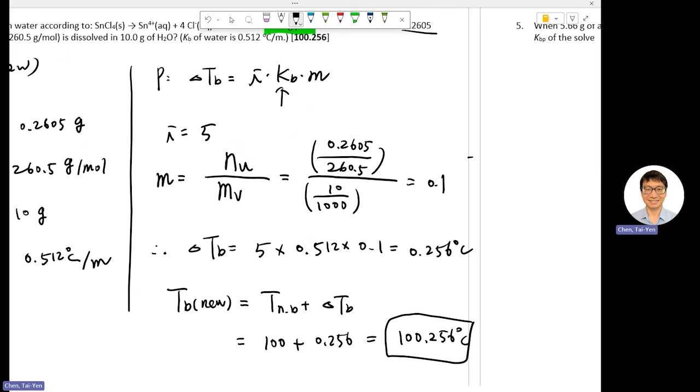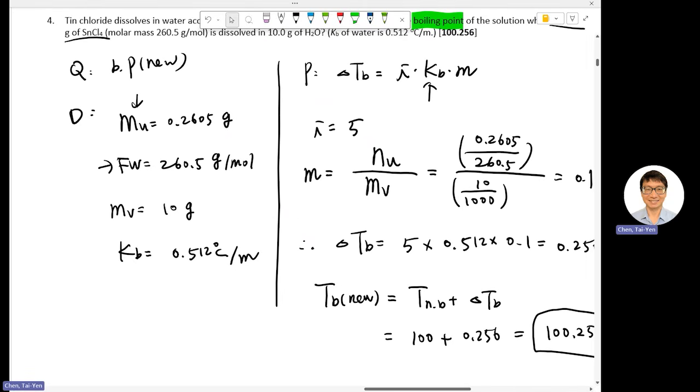Okay, so recap again. Keyword: boiling point. Therefore, you know the equation you're going to use is delta Tb equals i times K times m. Then start to list out the information that was provided: the mass of your solute, formula weight of your solute, mass of your solvent, and your Kb. Based on the equation given, you should be able to figure out your i. Just plug in all the terms that you have, then you can calculate your delta Tb value.